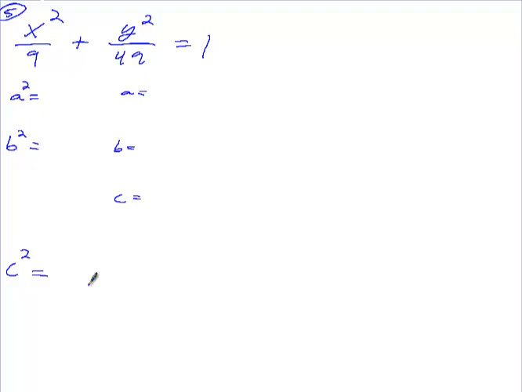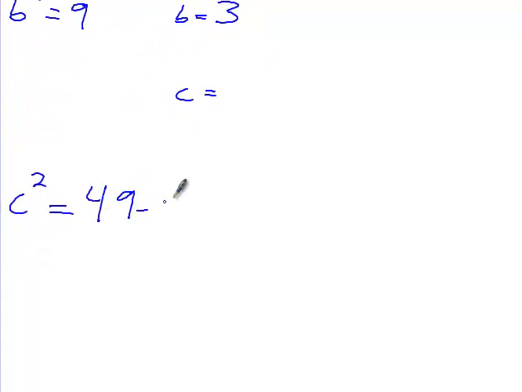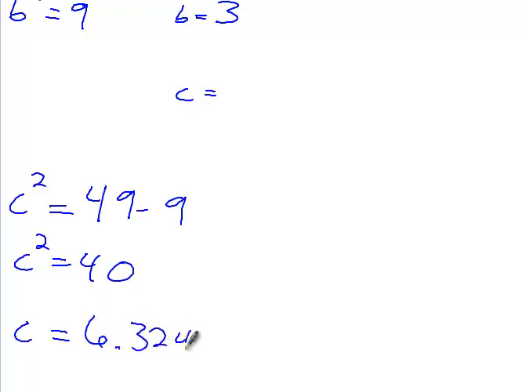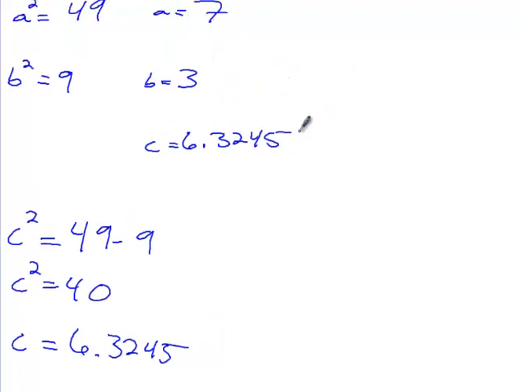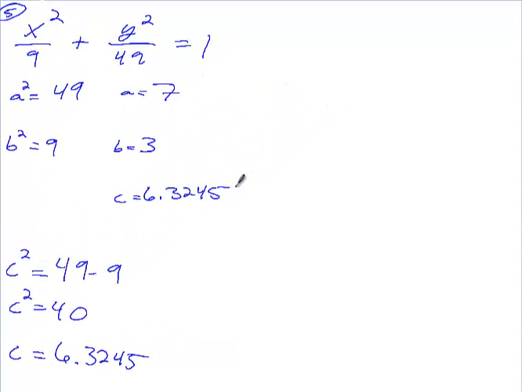What's my a squared this time? 49. What is my b squared? Okay, so what's my a? 7, and what's my b? Okay. C squared is equal to a squared minus b squared. So I'm going to take the 49 minus the 9 and get 40. And then I need to square root that. So square root of 40 is 6.3245. Any questions on a squared, b squared, ABC? Anything at all?